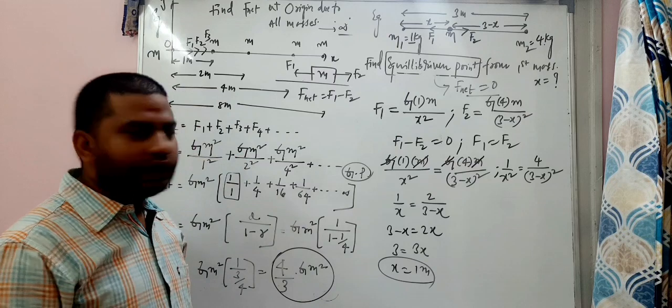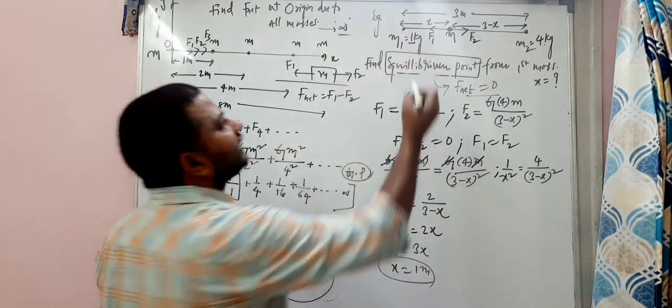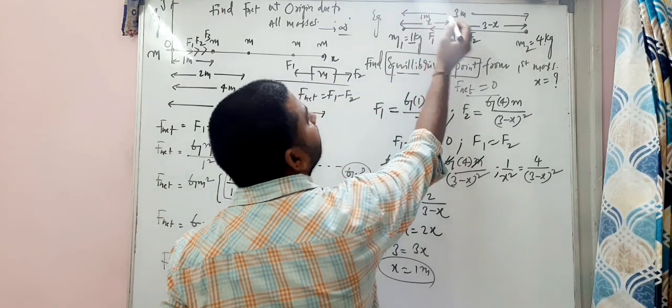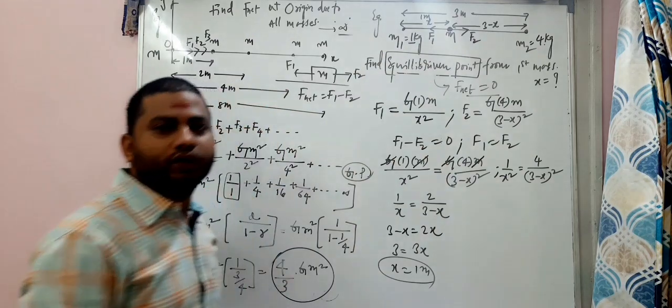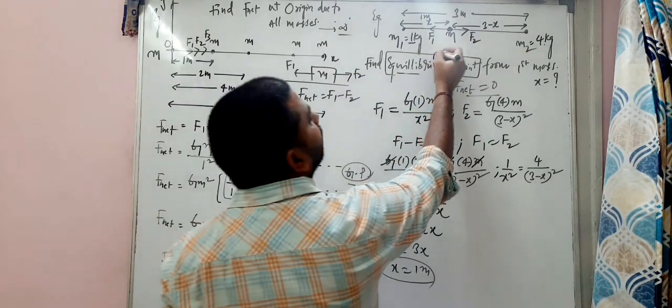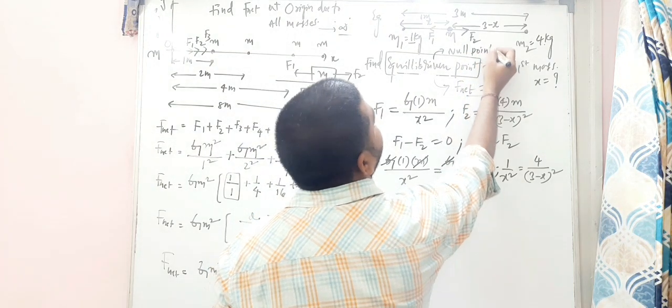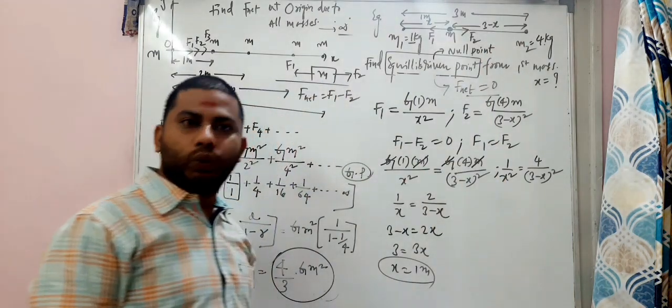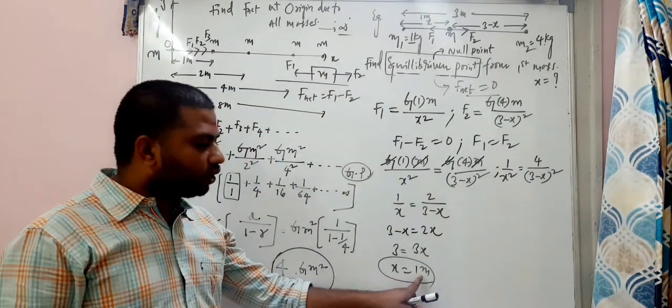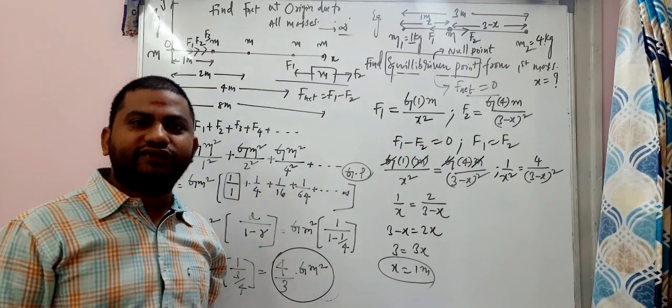Simple. From the first mass at a distance of 1 meter, the equilibrium point is found. And this equilibrium point is also called the null point. No confusions, where the net gravitational force is 0. At a distance x equal to 1 meter, the null point is found.